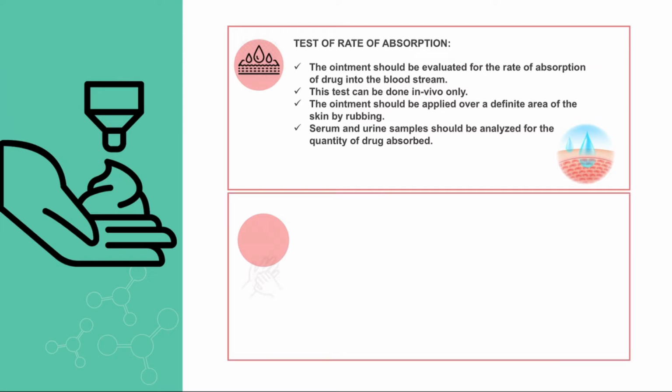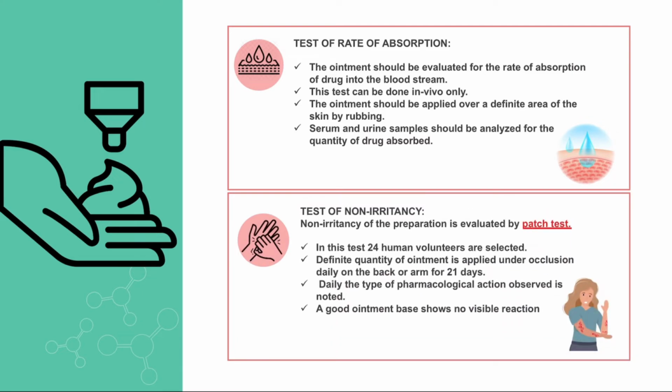Next is the test of non-irritancy. It is evaluated by patch test. In this test, we need 24 human volunteers. The ointment is applied on the back or arm for 21 days, and we observe if the skin has any sensitivity or visible reaction.